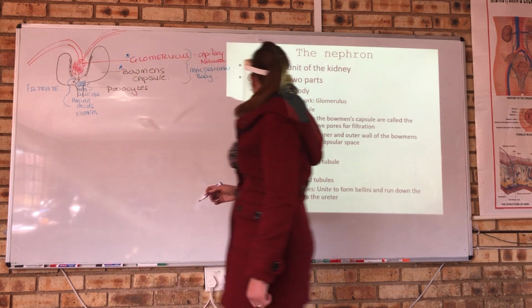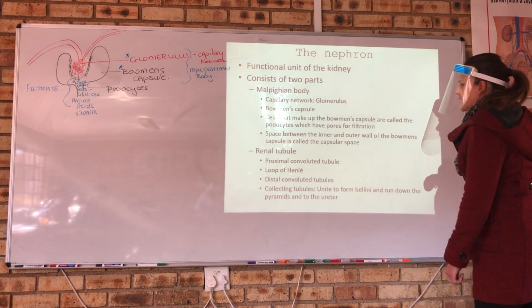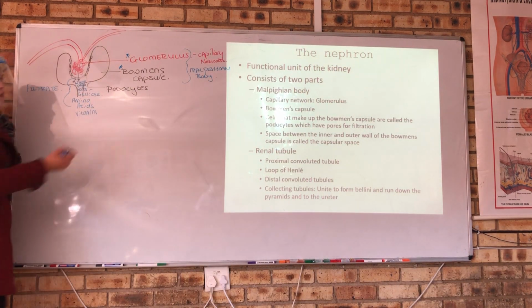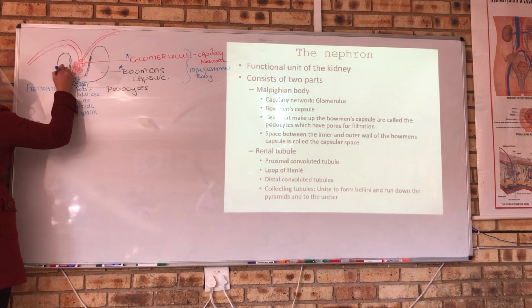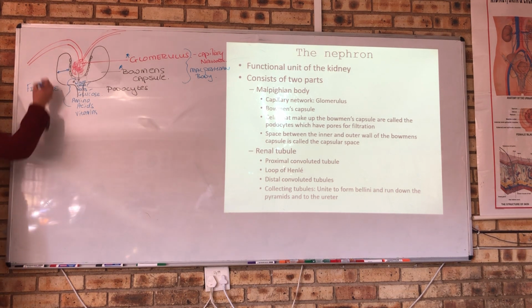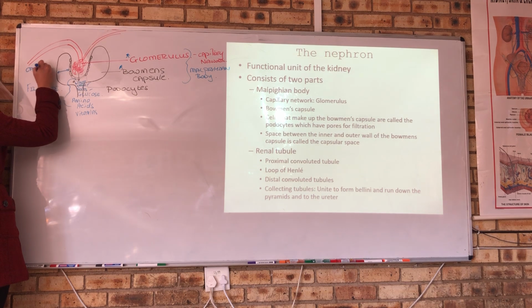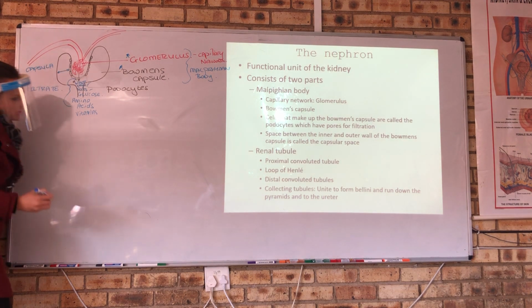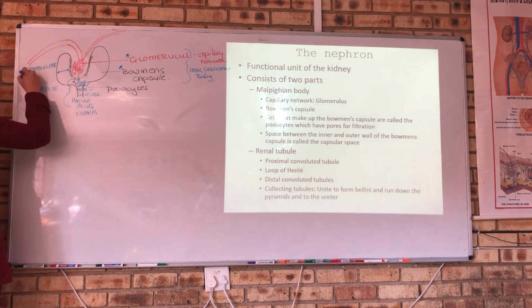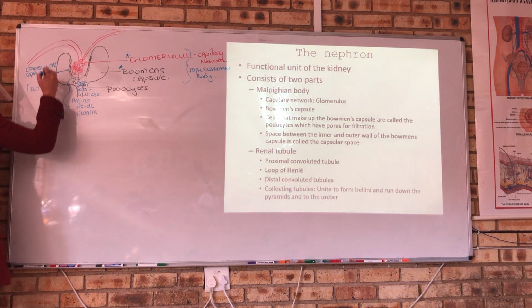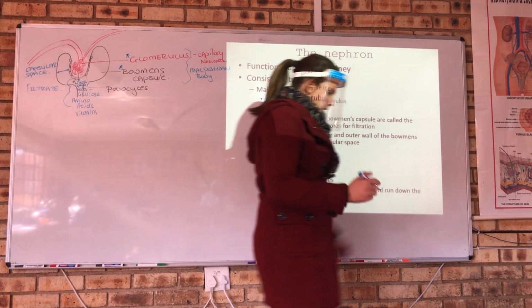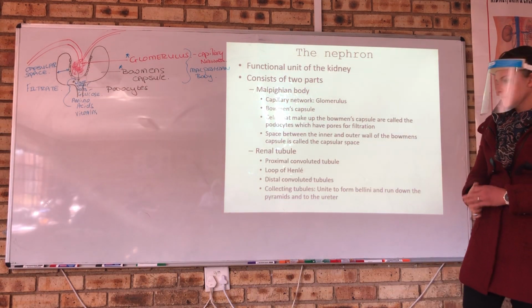Okay. Right, then we have what we call the capsular space. So the capsular space is where this stuff kind of goes into. So it's just the space between there and there. Difficult? Just a space. It's called the capsular space. Does it have an R on it? I think it does, yes. Capsular space. Malpighian body. Are we happy? Yes, ma'am. Okay.